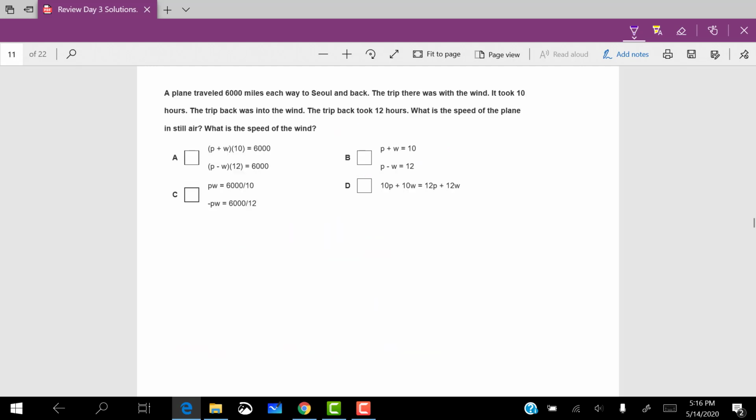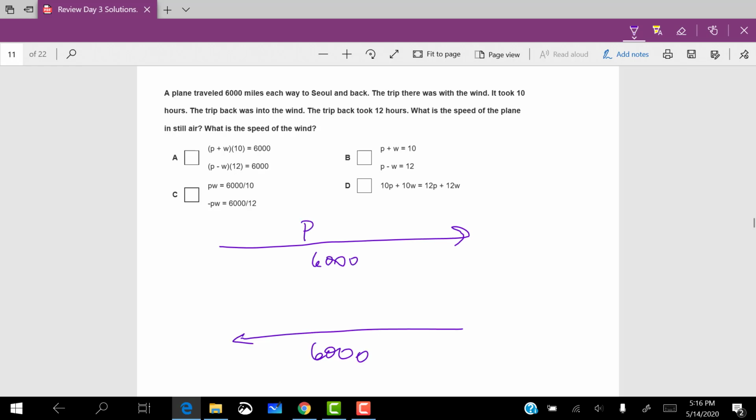Okay, last one. We've got a plane traveling to Seoul and back. Each way is 6,000 miles. The way there is with the wind. So the speed is the plane plus the wind. And it took 10 hours. So remember, rate times time equals distance. So that's my rate. If I multiply it by my time, 10 hours, I should get my distance.